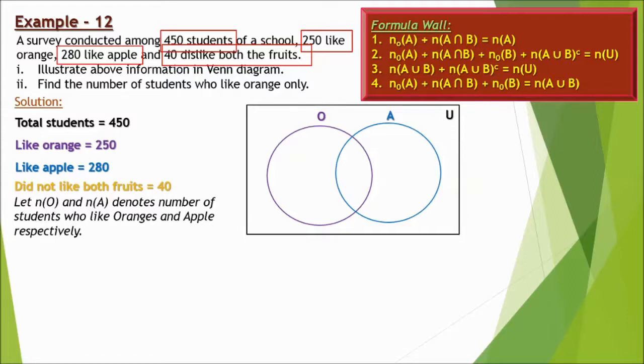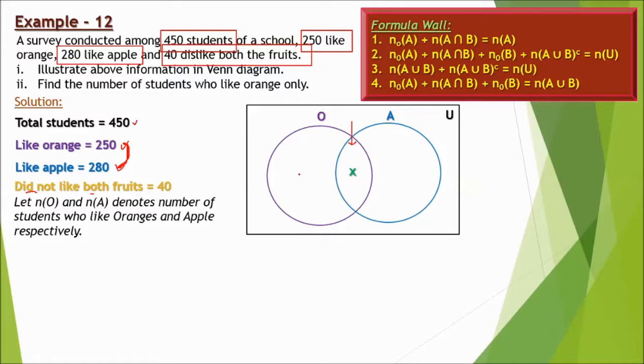As I have already told you many times, first we have to try to fill this part, isn't it? Here, do we have the value? No, we don't have it. You can see none of the information is related to both, isn't it? Here it's written both, but it is did not like both. It's not common. Common means liking these two fruits, orange and apple. This region is for those people who like both orange and apple. So here we don't have the value, so it's x.